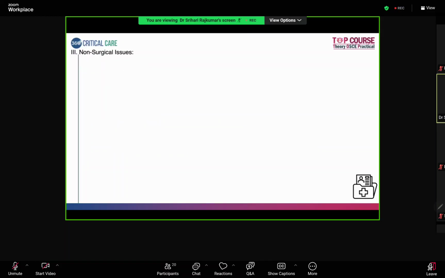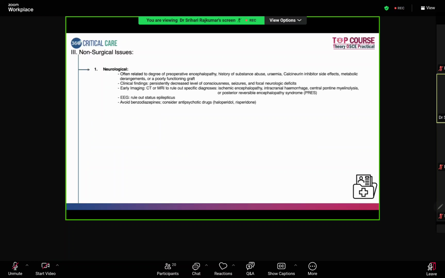So we covered the surgical issues. Now we are covering the non-surgical issues, and we can go system-wise. First is neurological. It often relates to the degree of preoperative encephalopathy, history of substance use, uremia, calcineurin inhibitor side effects, metabolic derangements like electrolyte imbalances, or a poorly functioning graft. So for any patient who persists to have a poor sensorium, you have to consider all these as possible differentials to make your final diagnosis.